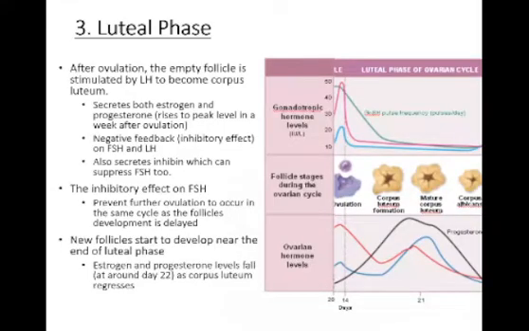So thirdly, the luteal phase. After the ovulation, the follicle becomes empty. So nothing inside now. What to do? It is stimulated by the LH to become the corpus luteum now, and secretes estrogen. So now it is still secreting the estrogen. You can see the estrogen level increase, and then the progesterone level also increasing, and rises to peak level within a week after ovulation.